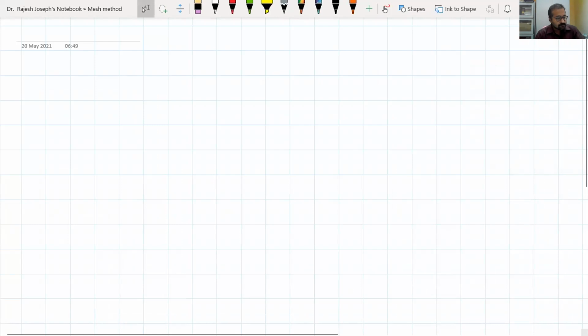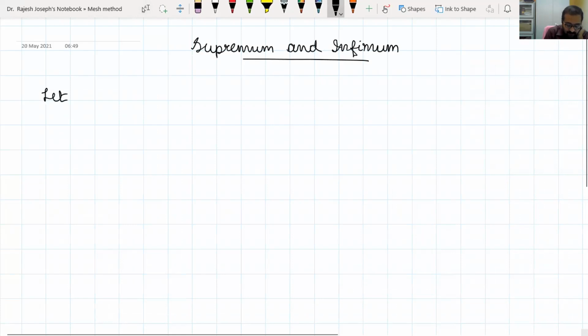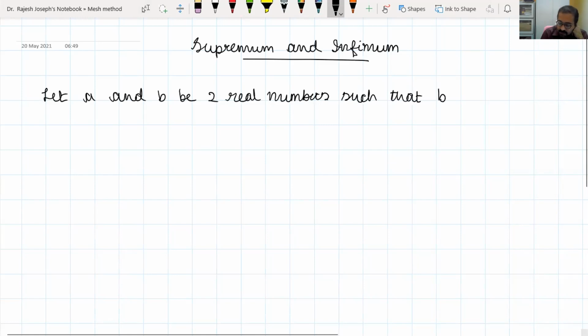Supremum and Infimum. Let A and B be two real numbers such that B is greater than A. Now we can define two intervals. One is a closed interval and one is an open interval.